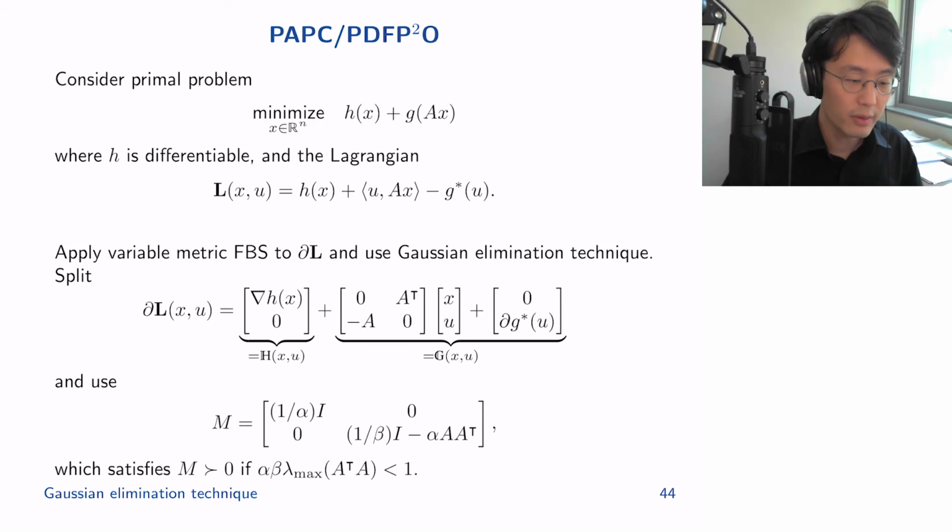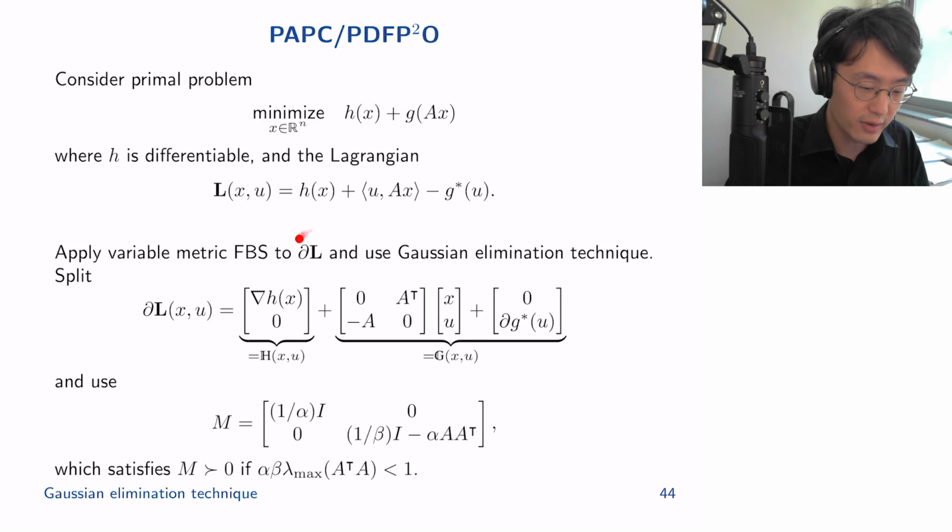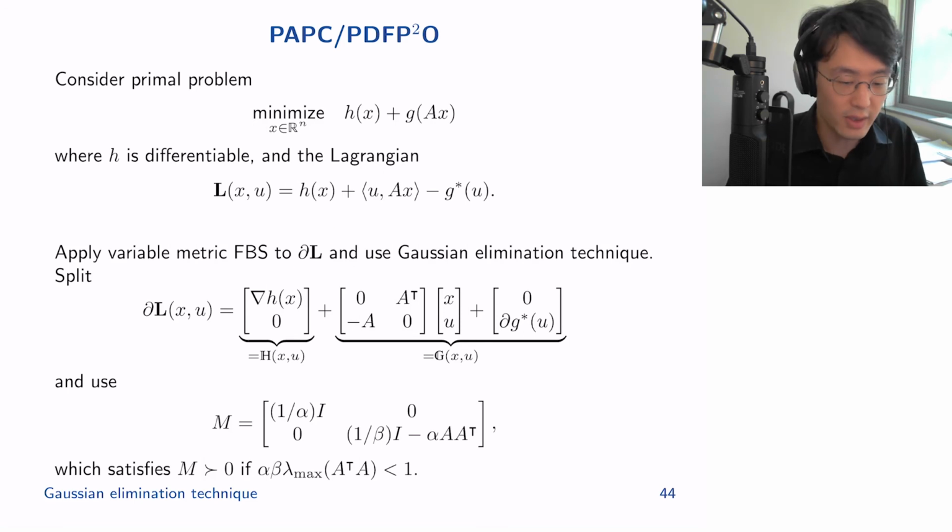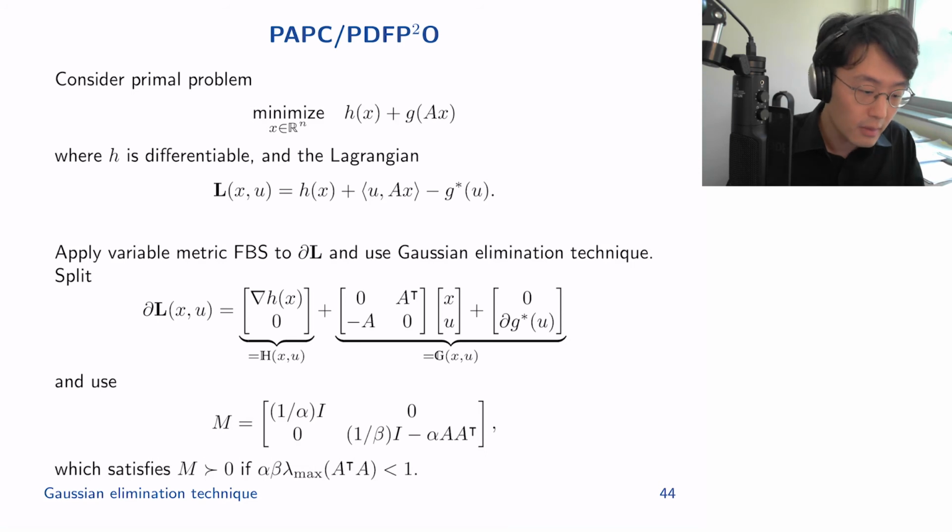To derive the algorithms PAPC, PDFP2O, we apply the variable metric forward-backward splitting on the saddle subdifferential of L, and then we'll be using the Gaussian elimination technique. So this derivation actually is a result of the combination of two techniques. This derivation combines the Gaussian elimination technique with the variable metric technique. So first we characterize what the saddle subdifferential looks like.